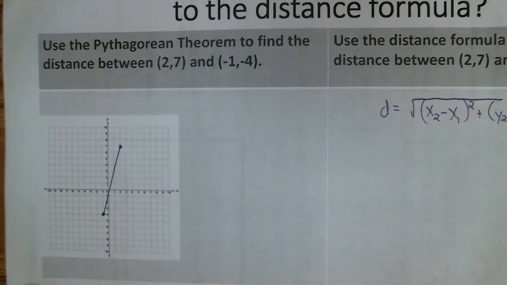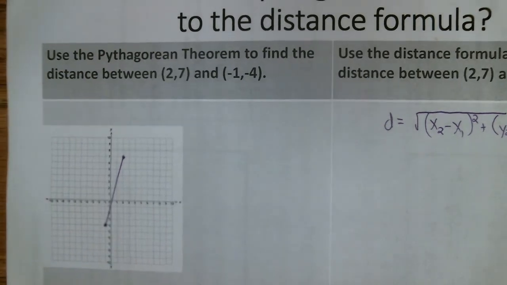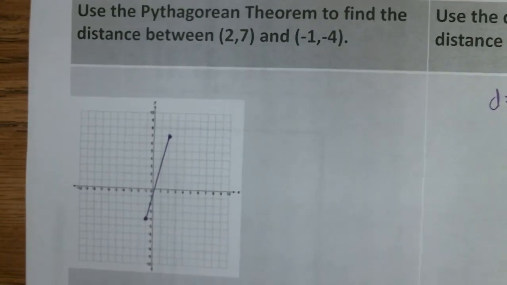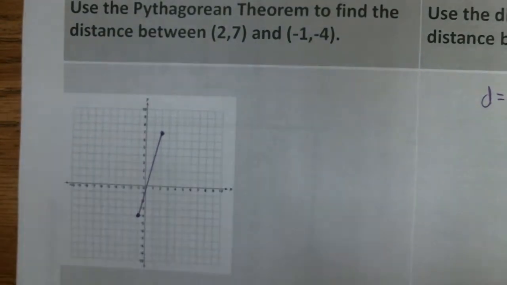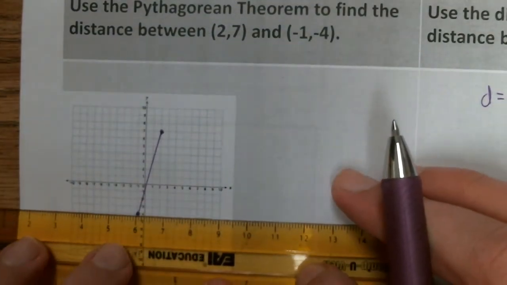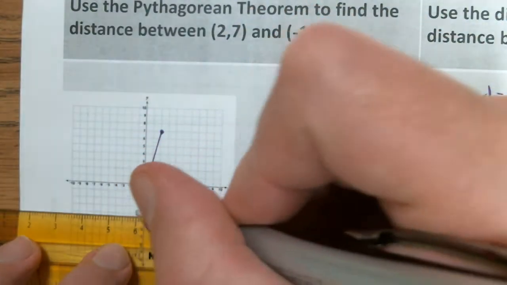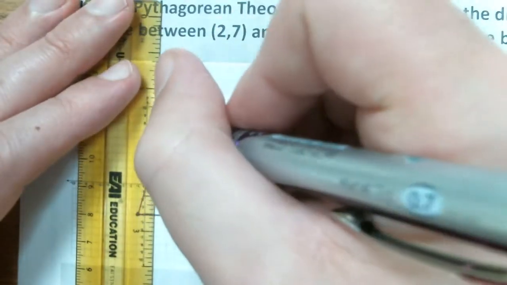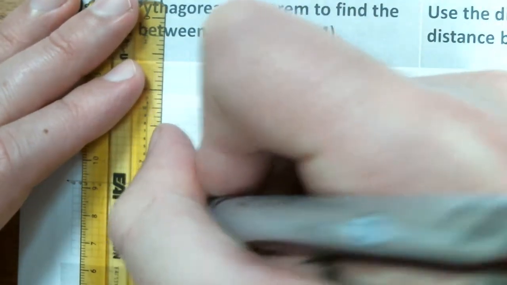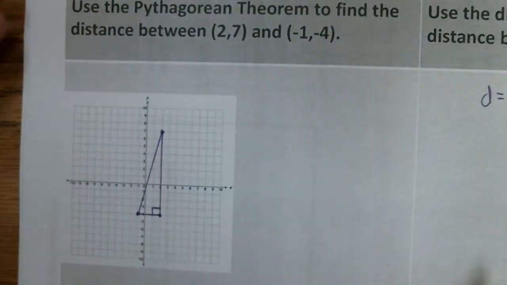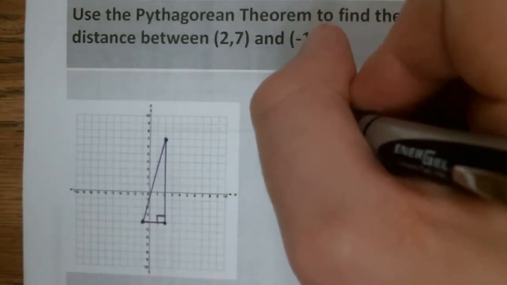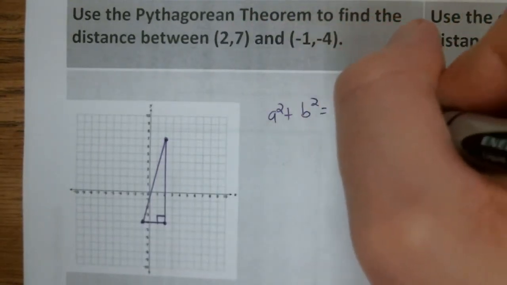Okay, if I'm using Pythagorean theorem, let me zoom in here just a little bit. Then I need to draw myself a right triangle. So the distance that I just drew ends up being the hypotenuse, and then I have this leg down here, and then I have this vertical leg up here. Okay, that's obviously going to form a 90-degree right angle. So now to use Pythagorean theorem, that's going to be a squared plus b squared equals c squared.